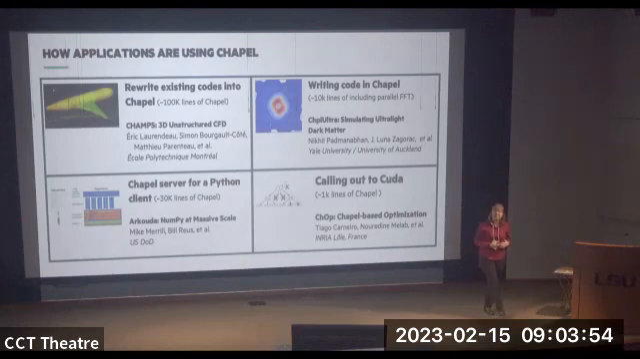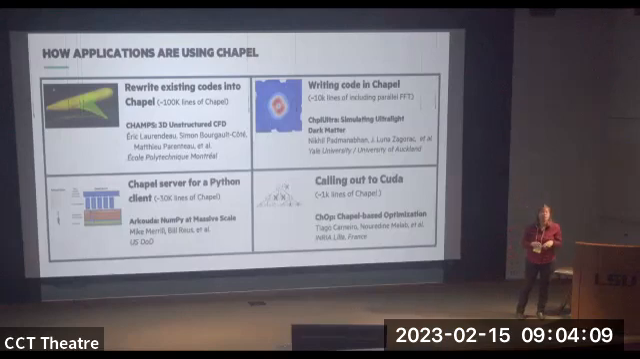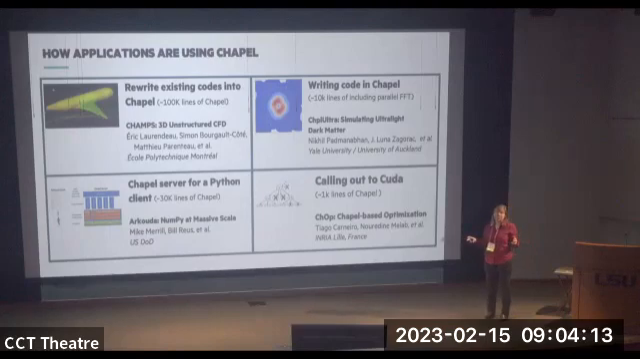A couple of other examples, more on the research side, are ChapelUltra, which is simulating ultralight dark matter. That's been developed for many years at Yale. In that application, it's using distributed computation in Chapel, and the main performance bottleneck in that code is a distributed FFT.